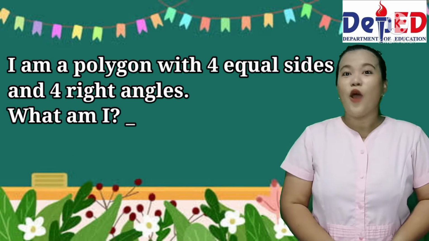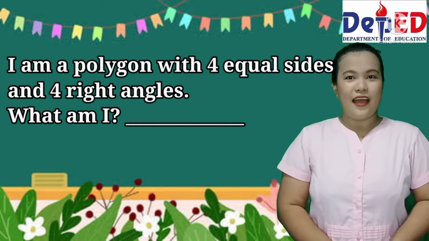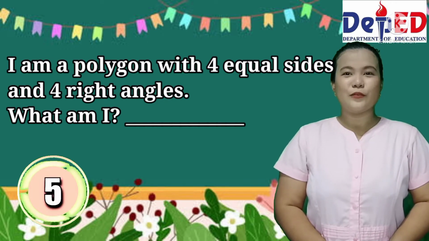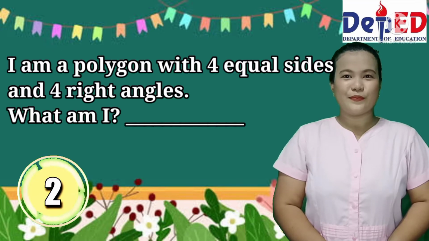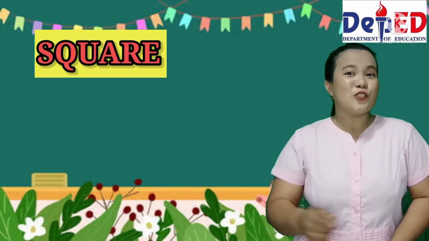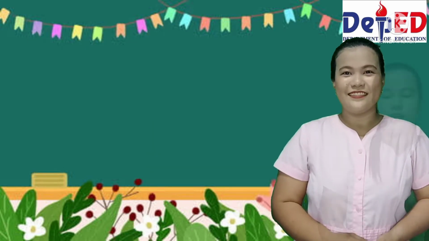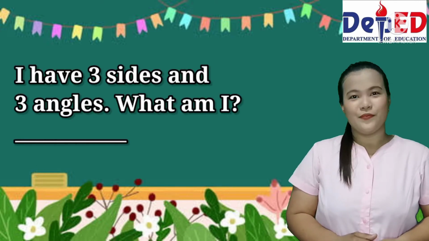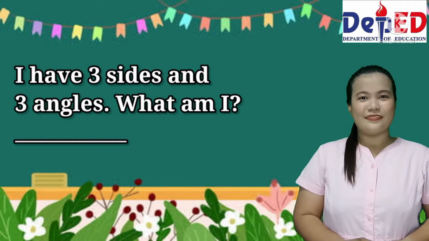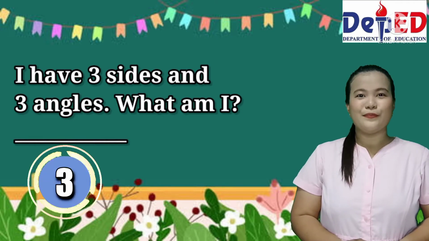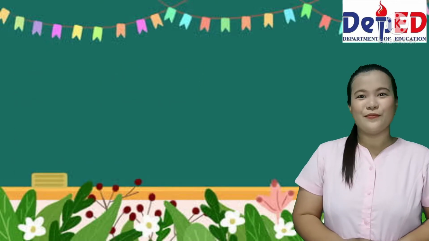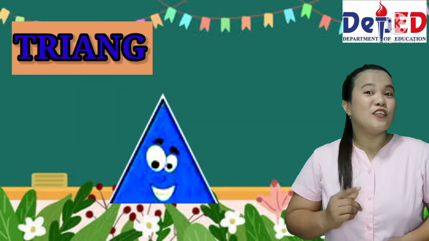I am a polygon with 4 equal sides and 4 right angles. What am I? What is the answer, kids? Square! Very good! I have 3 sides and 3 angles. What am I? What is the answer, kids? Great! Triangle!